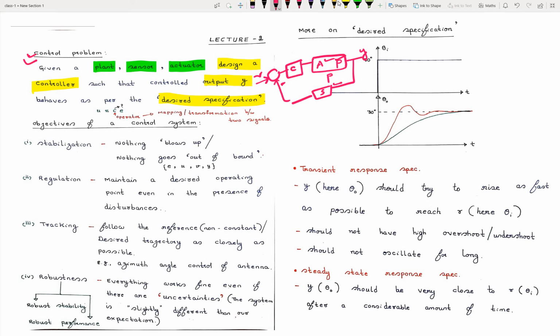The objectives of control system: there are four objectives of control system. One is stabilization, second regulation, third tracking, fourth robustness.